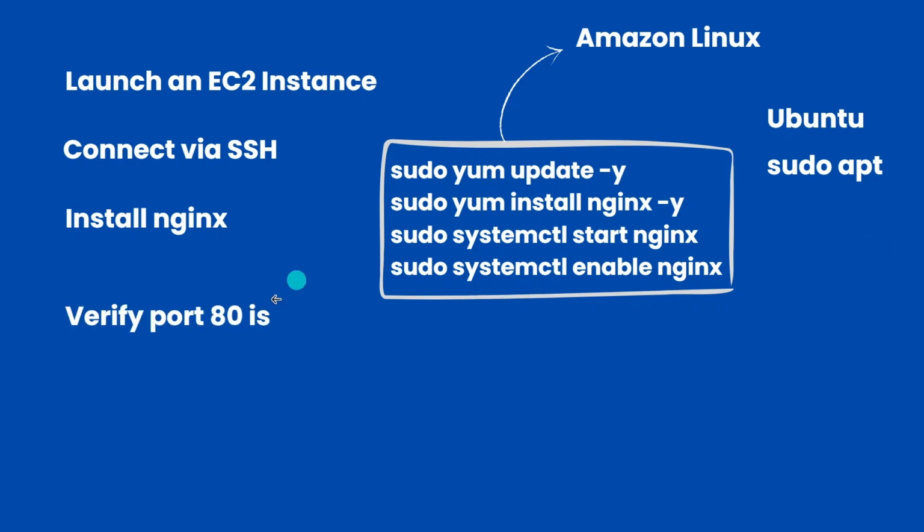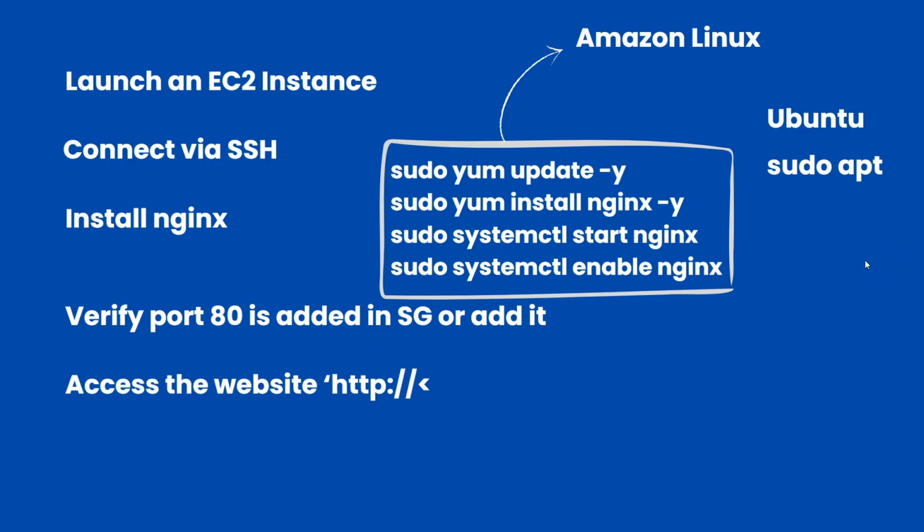Then we can verify that port 80 is added in our security group, or if not, you can add it. Then access the website via HTTP and our IP. Come, let's get started on the demo.